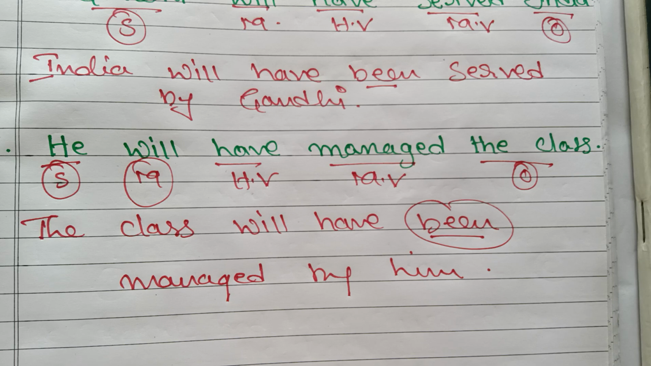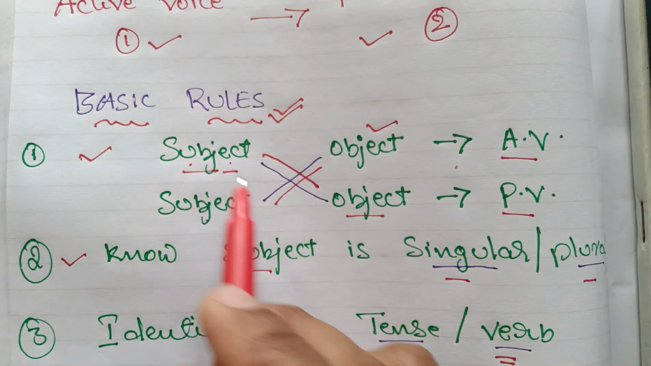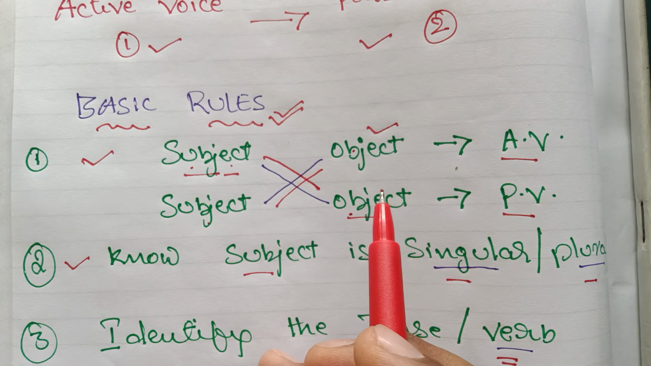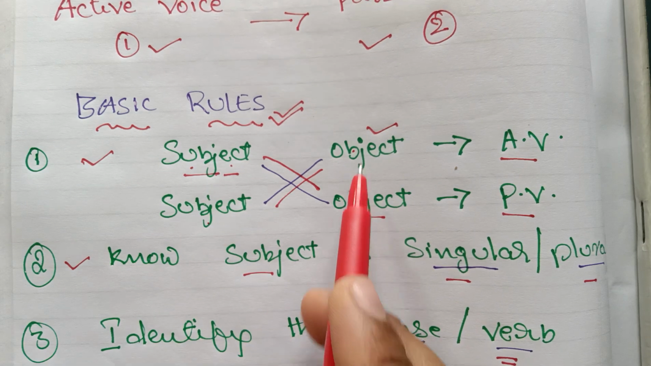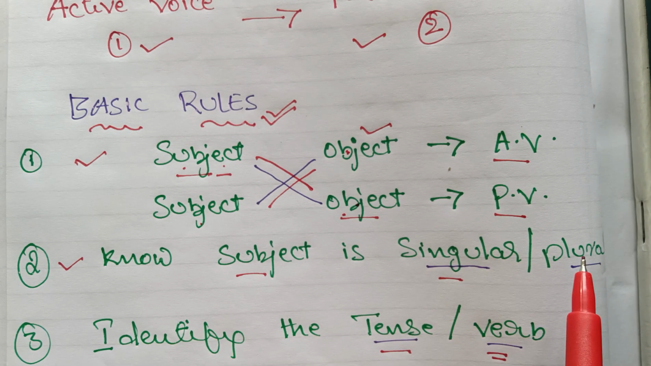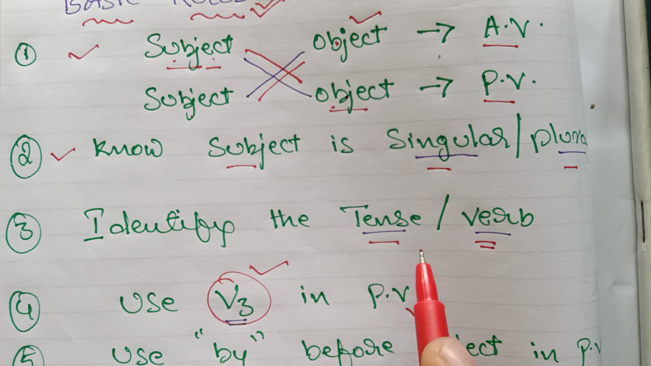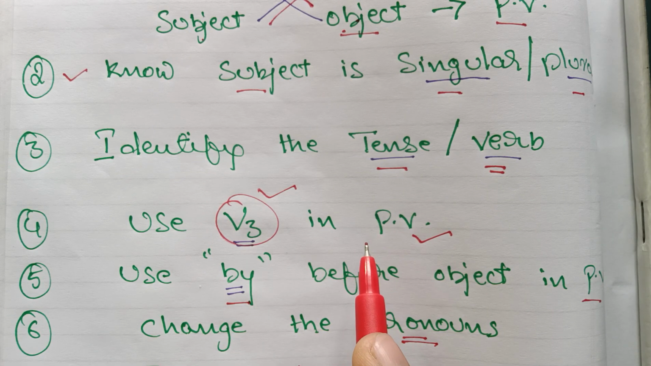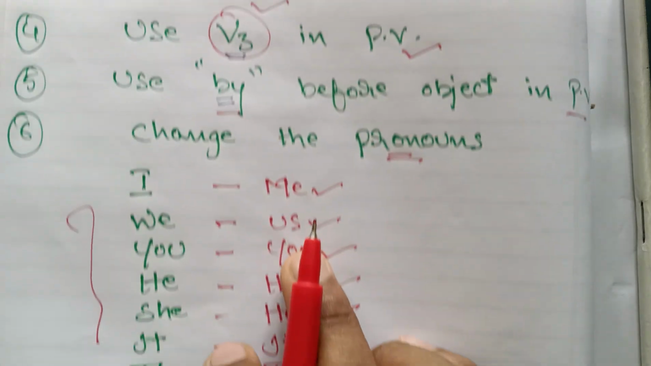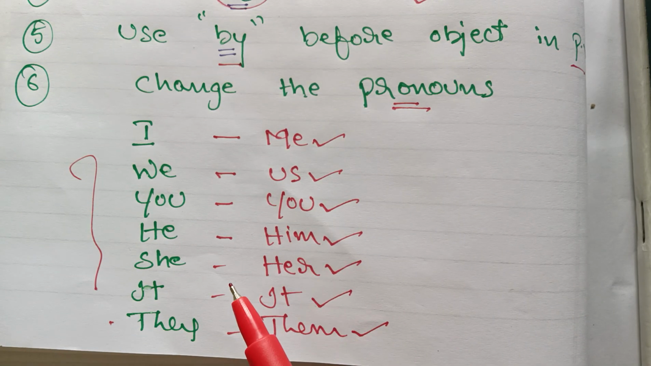That's all. Dear students, this active and passive voice is very easy once you know the basic tenses, once you know the basic rules. So now let's see once again the rules for changing active voice into passive. First rule, subject becomes object, object becomes subject. After having seen so many sentences, you must be aware now how to identify the subject. Know whether the subject is singular or plural. If it is child, child is. If it is children, children are. Pen is, pens are. Identify the tense, present or past, by identifying the verb. Always use V3 in passive voice, yes we have been using. Use by before the object in passive voice, yes we have been doing. And a very important rule, I will become me, we us, you you, he him, she her, it it, they them. Once you know this, it will help you a lot.